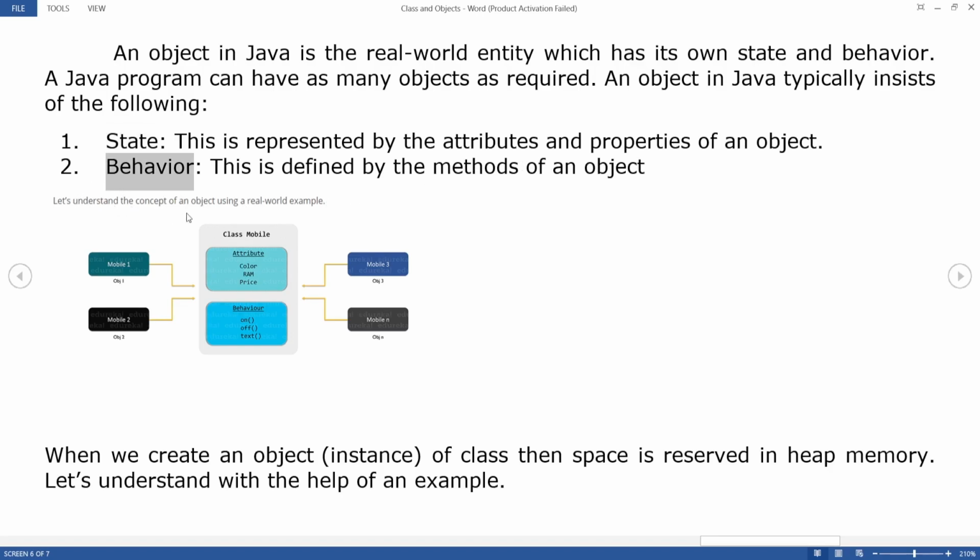So let's understand this concept of an object using a real world entity. Suppose we have a class called mobile, and inside the mobile class we have two things, attributes and behavior. A mobile can have a different color, different RAM and different prices. Okay, and these would be the attributes, meaning the variables, right? It can have a different color like green, blue, red, whatever. RAM can be 1 GB, 2 GB, 3 GB, 4 GB, 5 GB, and price can vary on different models: 3000, 10,000, 5,000.